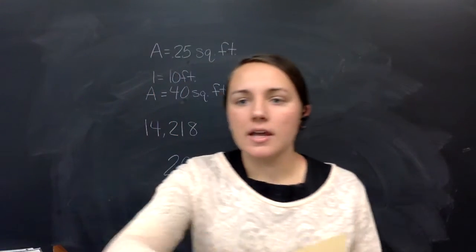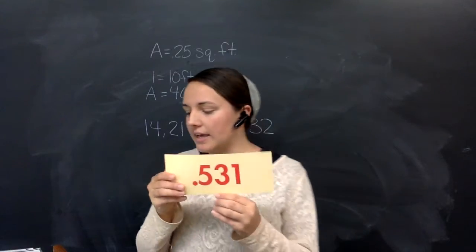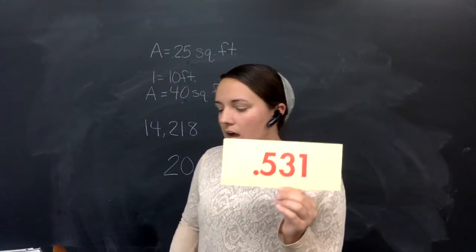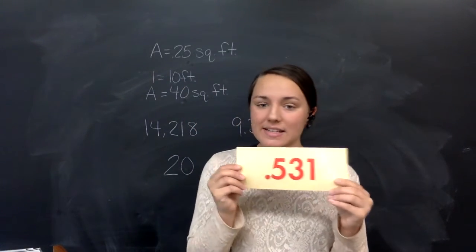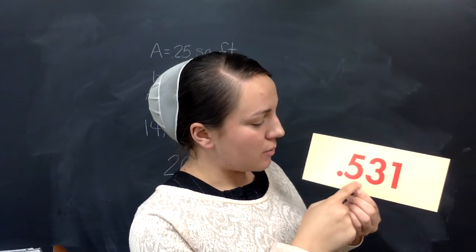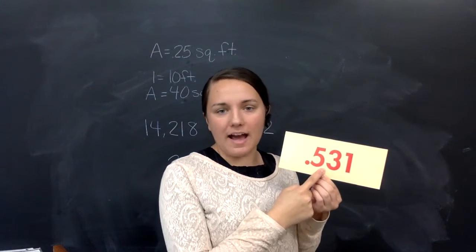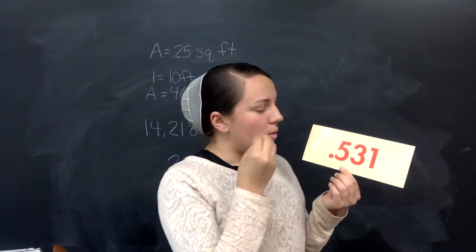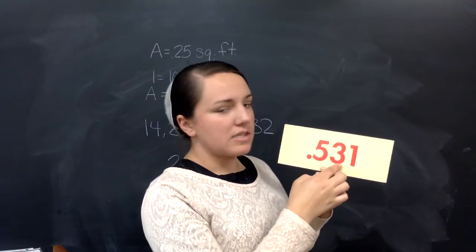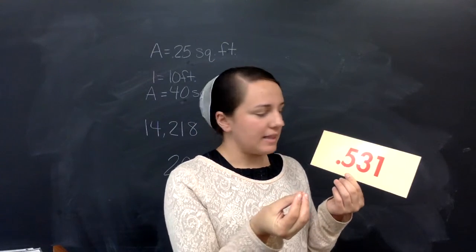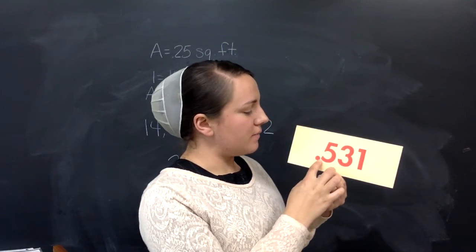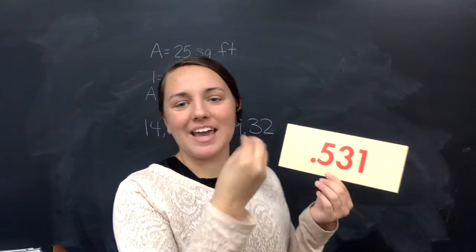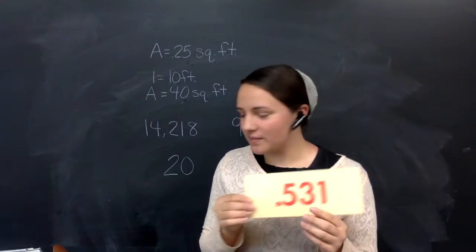Now, what about something like right here? We have a decimal, and if we multiply this by 10, we're just again going to move our decimal point 1 place to the right. So it would be 5 and 31/100ths. If we multiply by 100, we would move it 2 places to the right, so it would be 53 and 1/10. Multiply by 1,000, move it 3 places to the right, and it would be 531.